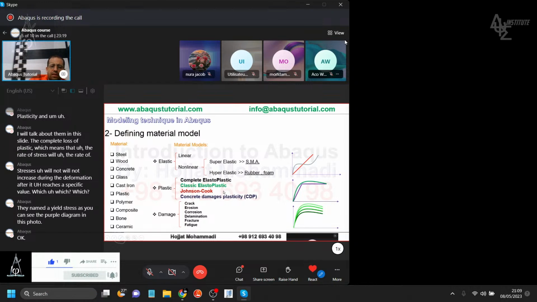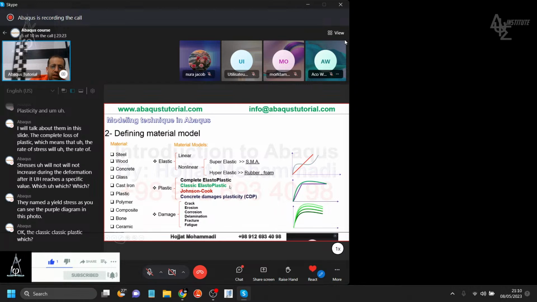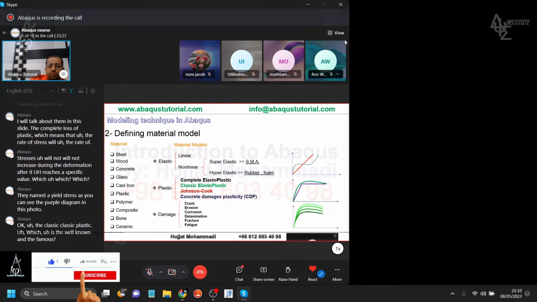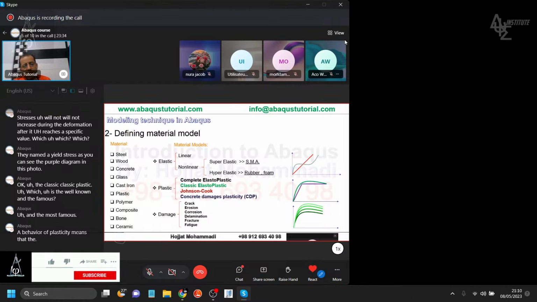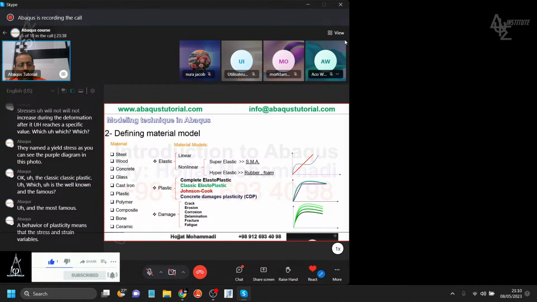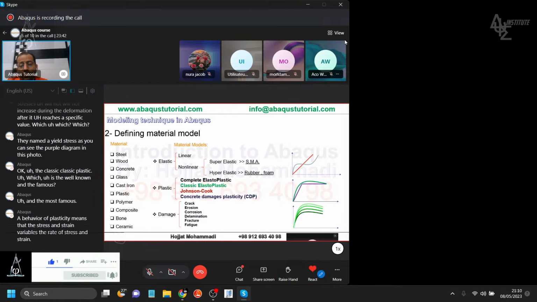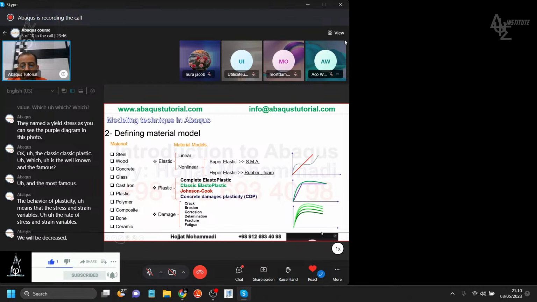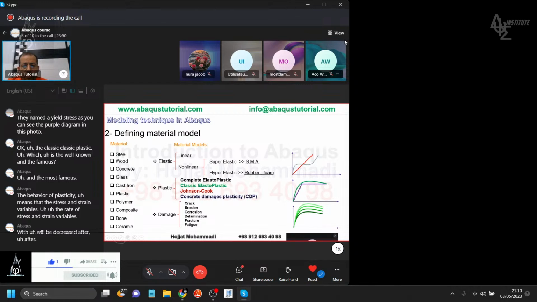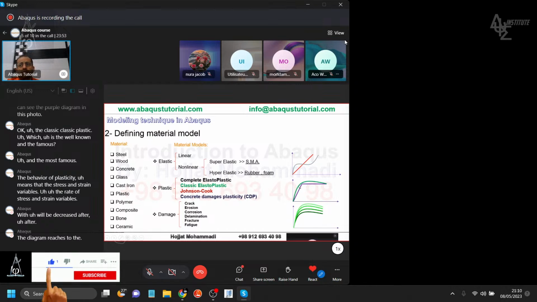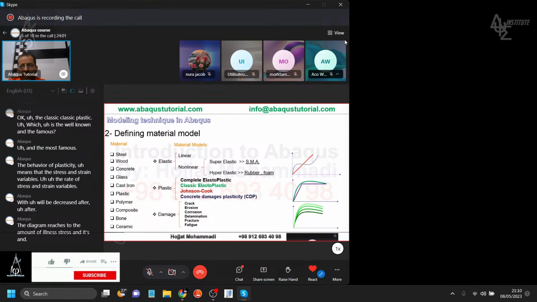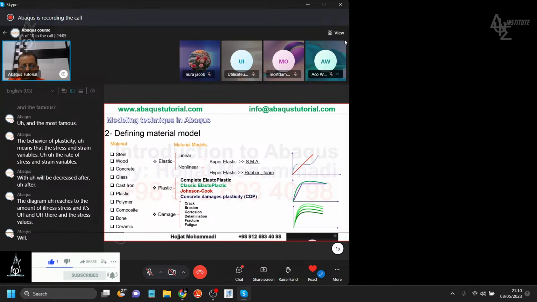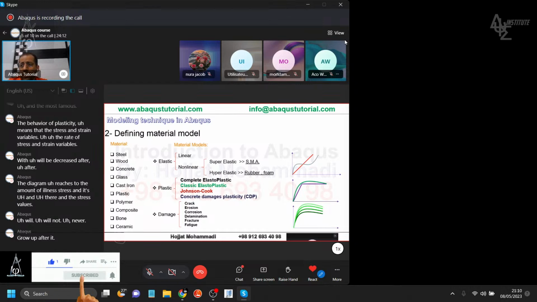The classic elastoplastic, which is the most famous and well-known behavior of plasticity, means that the rate of stress and strain variables will decrease after the diagram reaches the amount of yield stress, and the stress values will never grow after it experiences ultimate stress.